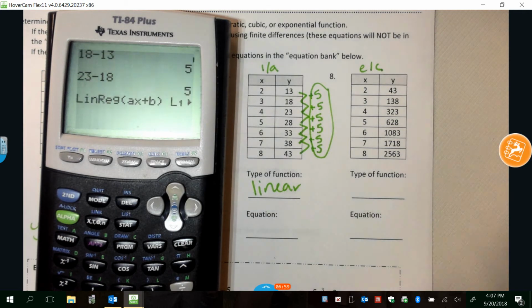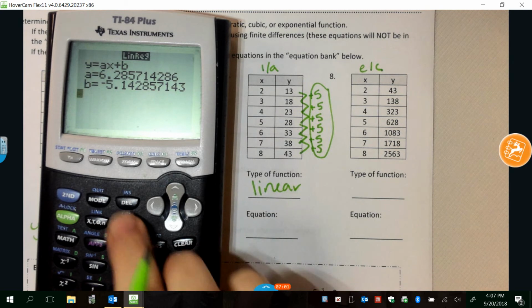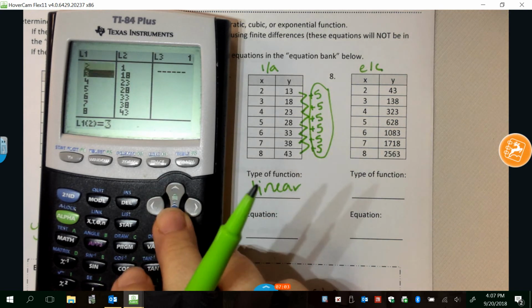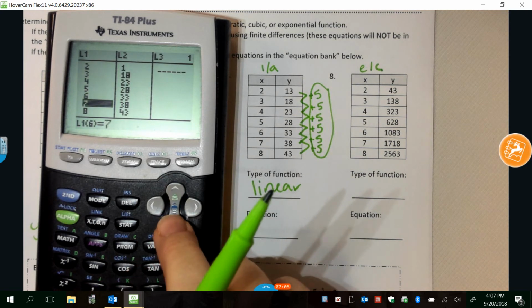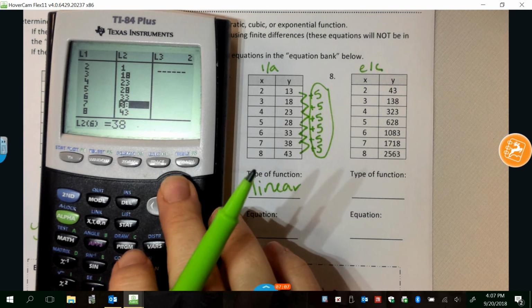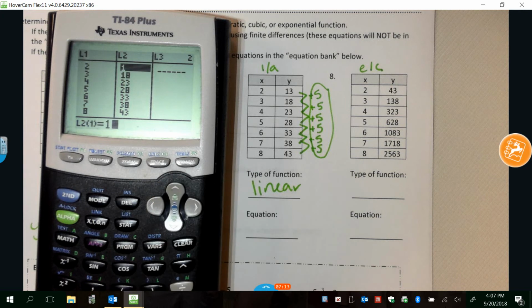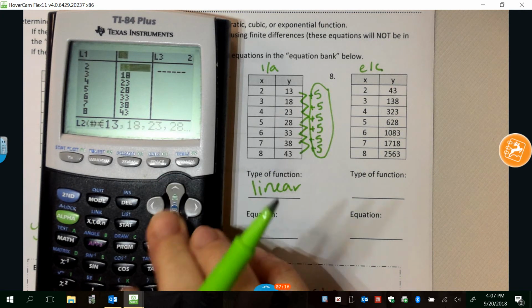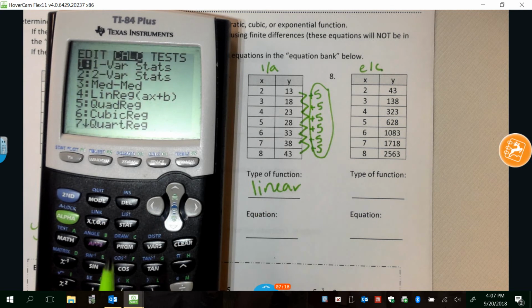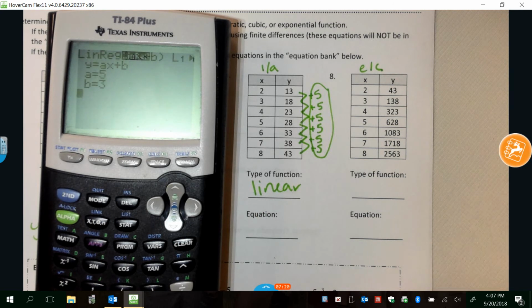Enter, enter, enter, enter. Whoa, I typed something wrong. Let's double check. 2, 3, 4, 5, 6, 7, 8, 43, 38, 33, 28, 23, 18, 13. Okay, so see, that was my mistake. Stat right 4. Watch how much better it looks now.